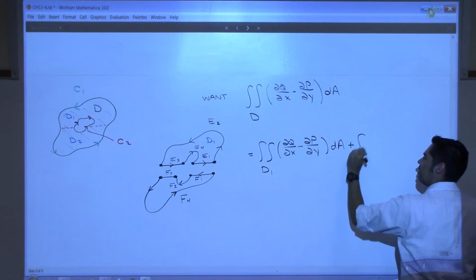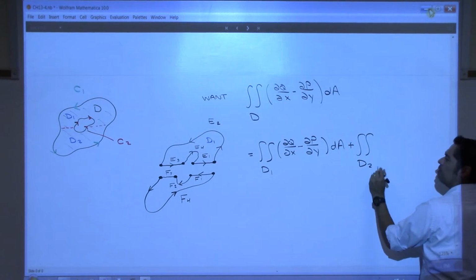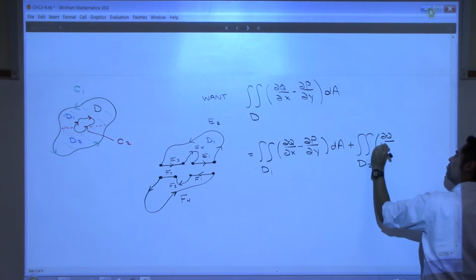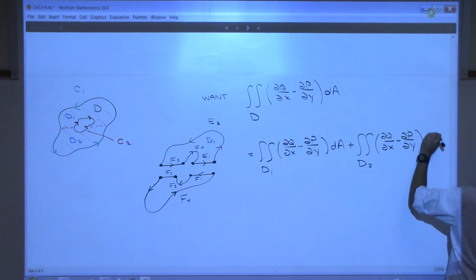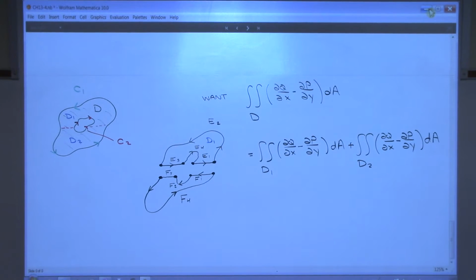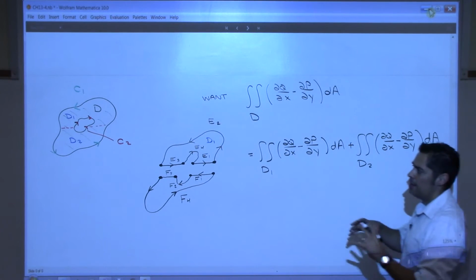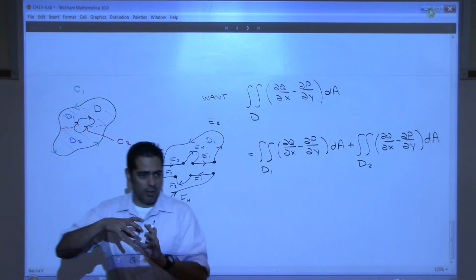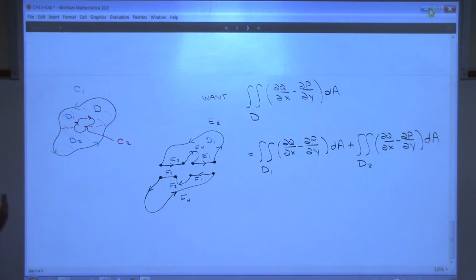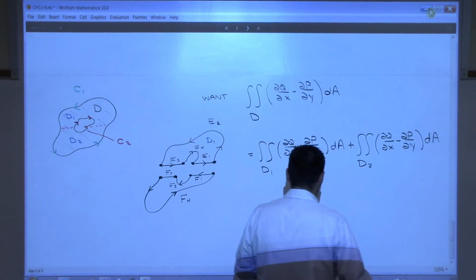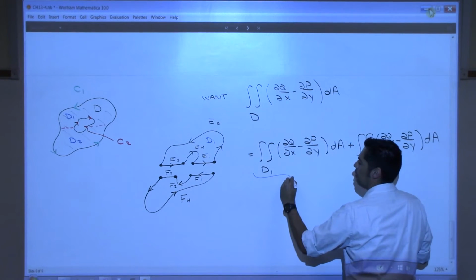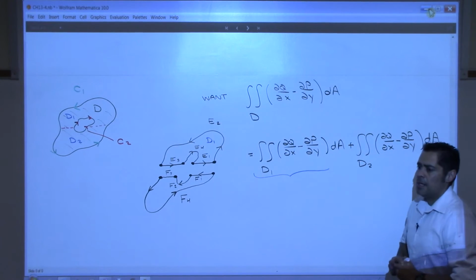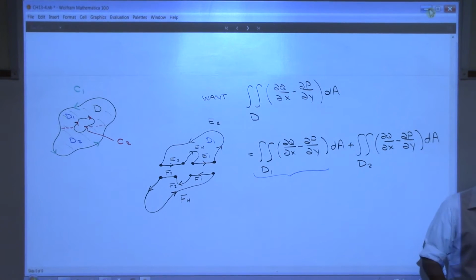Plus the double integral over D2 of partial Q with respect to x minus partial P with respect to y dA. We agree with that? That's just the fact that when you do a double integral over a region D, if those regions are connected together, you can do them separately, right? So that's fair. But by Green's theorem, this double integral, just this one, should be equal to the line integral, right?